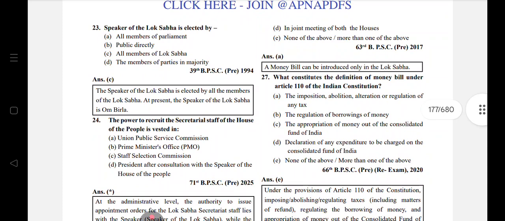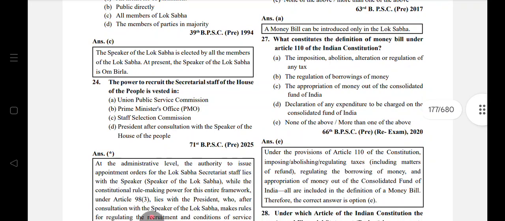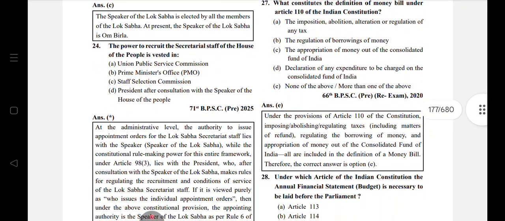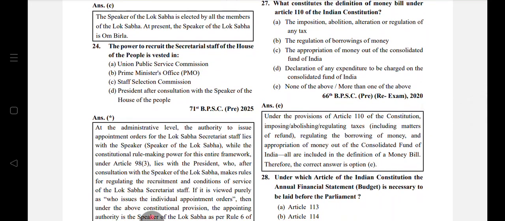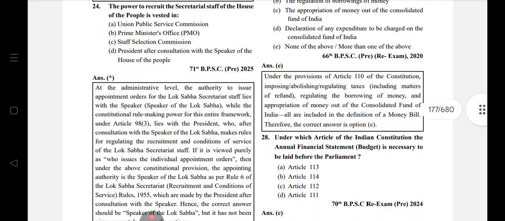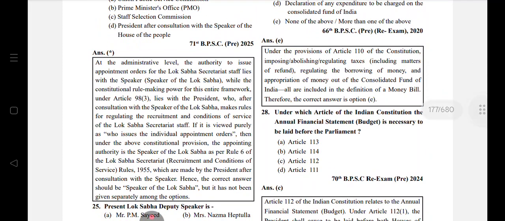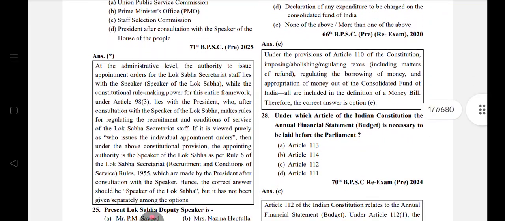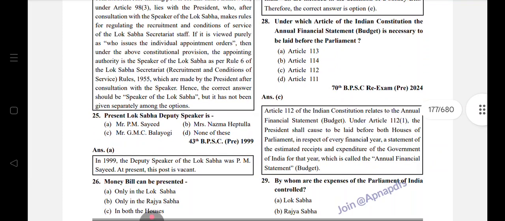The power to recruit the secretarial staff of the House of the People is vested in whom? Who issues the individual appointments? The correct answer should be the Speaker of Lok Sabha. The present Lok Sabha Deputy Speaker is Najma Heptulla.